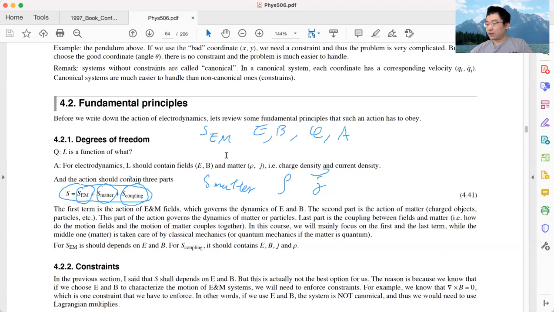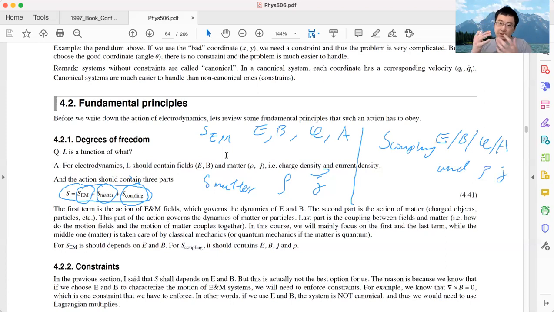And the coupling term should depend on both. The coupling term should depend on both E and B, or say phi and A, and rho and J. It tells us how E and B, phi and A, couple with rho and J. So that is a basic principle. And as we will show later, this is indeed the case.